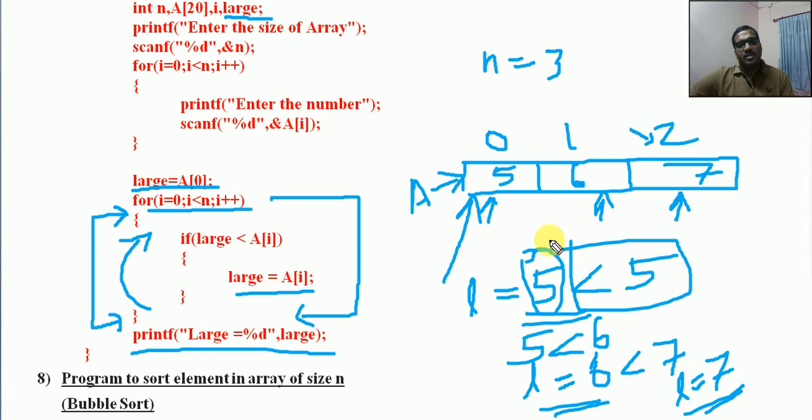So in between, if you are getting some large value, what will happen? It will go on comparing. It will compare with the next one. Large will be compared with the next one. Only when it is less than, we will replace the value of large. Otherwise, the large will remain the same.